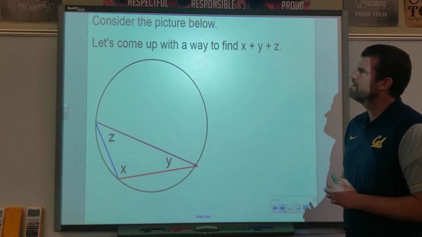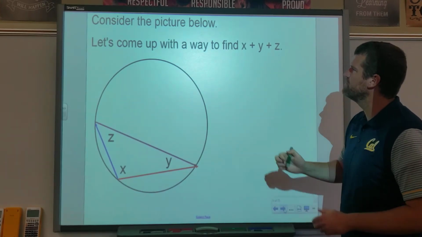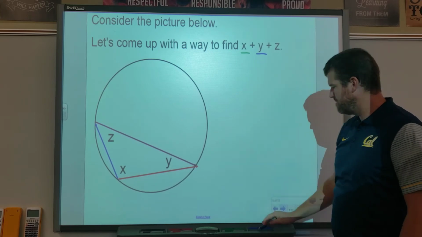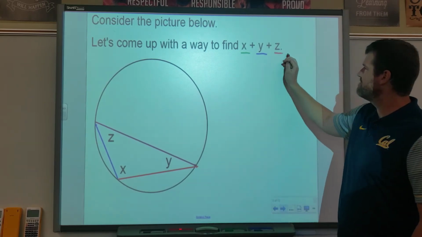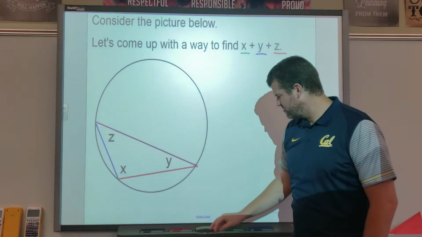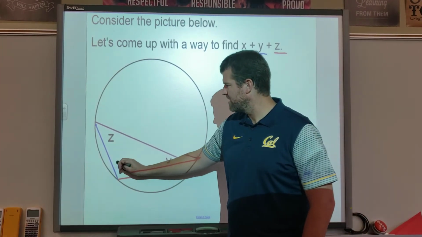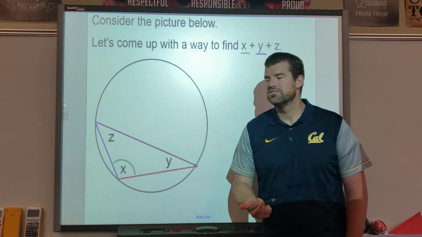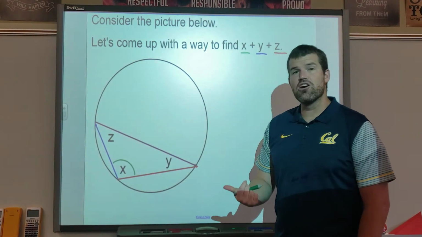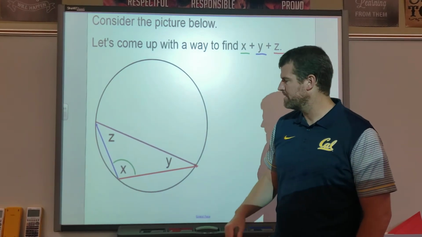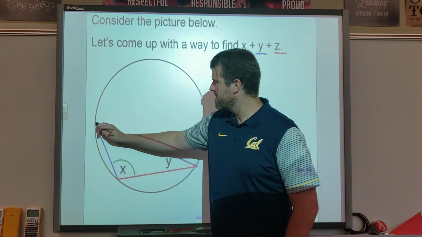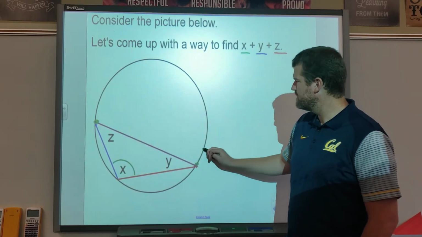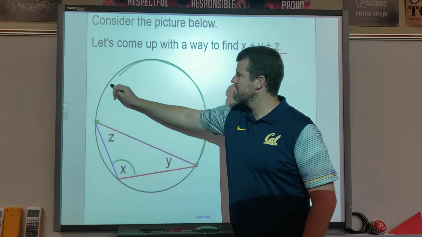All right, consider the picture below. Let's come up with a way to find x plus y plus z. All right, well, if I go to x, which is this angle here, I notice that it is an inscribed angle. So I'm going to mark the arc that the inscribed angle is forming. If I take the side, it hits right here. And then if I take the other side of x, it hits right here, which means the arc that it forms is this arc.